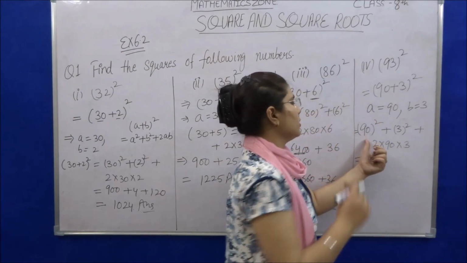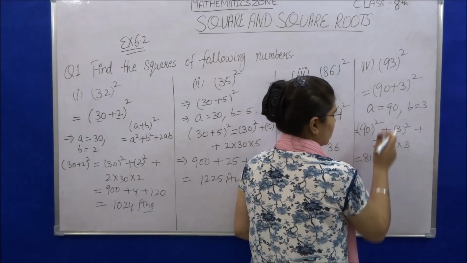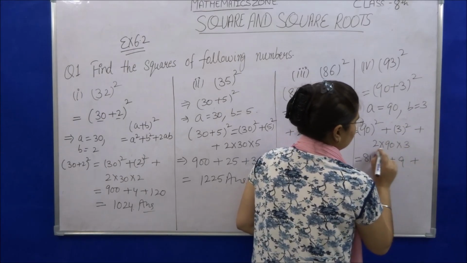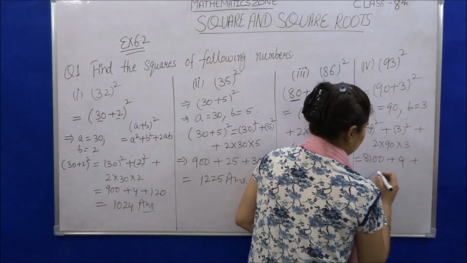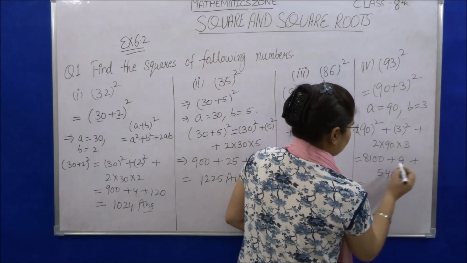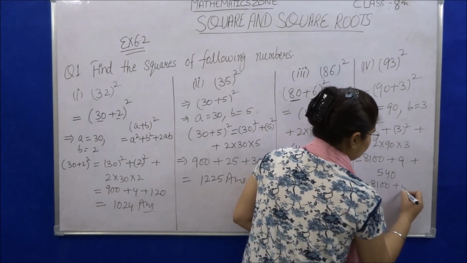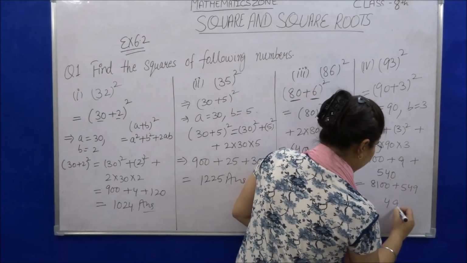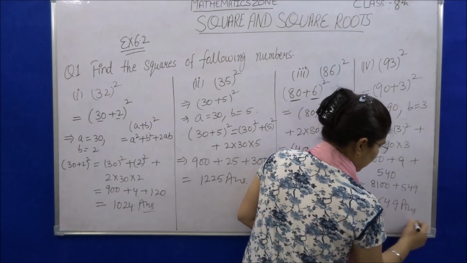That will be 90 square. If we square the 9, we get 81, so 8100. Then 2 times 90 times 3: 9 times 3 is 27, 27 into 2 is 54, so 540. Now 8100 plus 540 plus 9, that gives 8649. So 8649 is our answer.